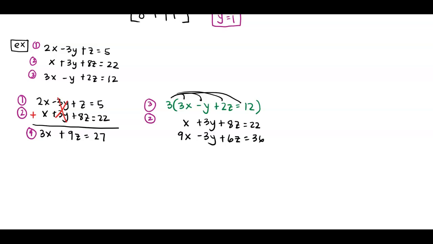Okay, and again, remember, I have to eliminate the same variable that I did when I made equation 4. So since I eliminated y's to get equation 4, I also need to eliminate y's again. So the y's are gone, and I'm left with 10x plus 14z equals 58. And now I've made equation 5.